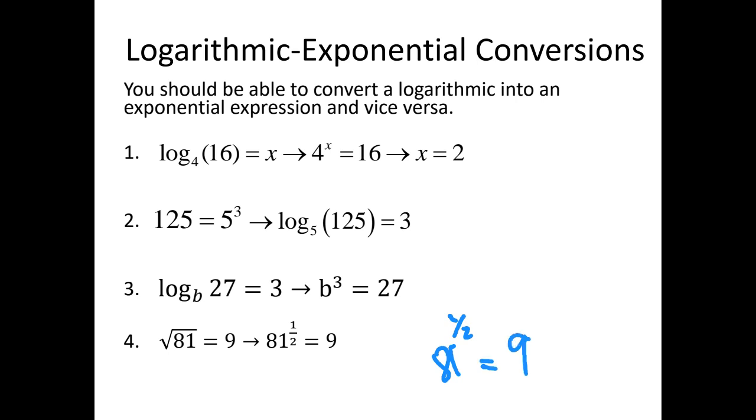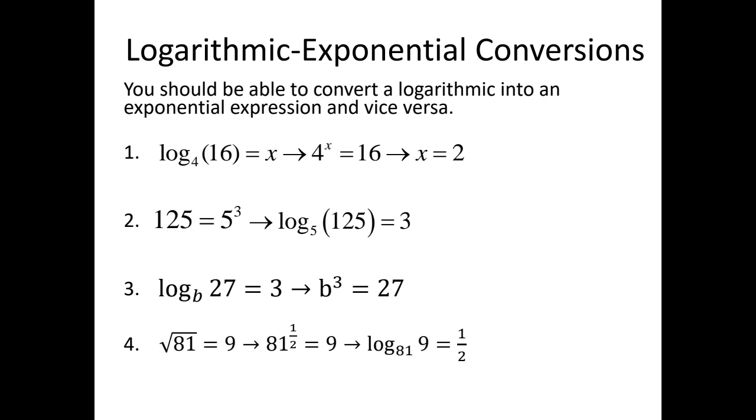Okay, so if I want to change this to a logarithm form, then we can continue. So my log is going to be my base, which is 81, and then the log is equal to the exponent. So my exponent is a half, so that goes on the right side, and then I have 9. Okay, any questions on that one?